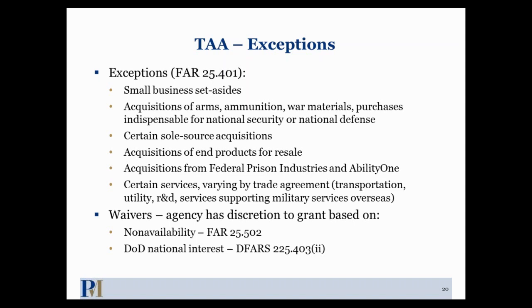So you have to go into the FAR and look at what services are exempt based on the specific trade agreement that applies to the country. But services that apply to all the trade agreements include transportation, utility, research and development, services supporting military services overseas. And then the agency has discretion to grant waivers for non-availability, which is like John was discussing under BAA, if there are no domestic products, or for DoD for national interest. But the waivers are rare.